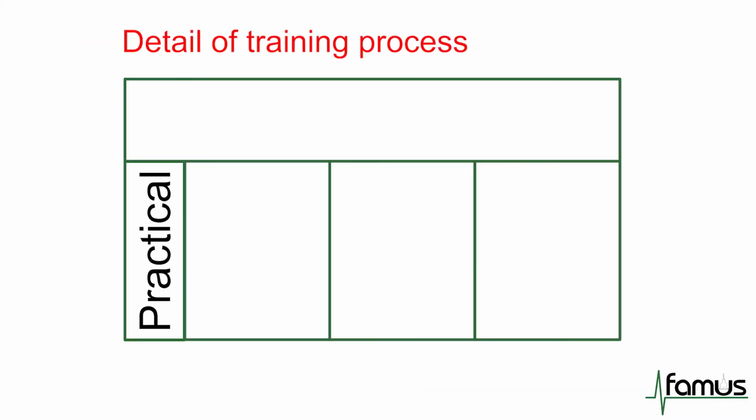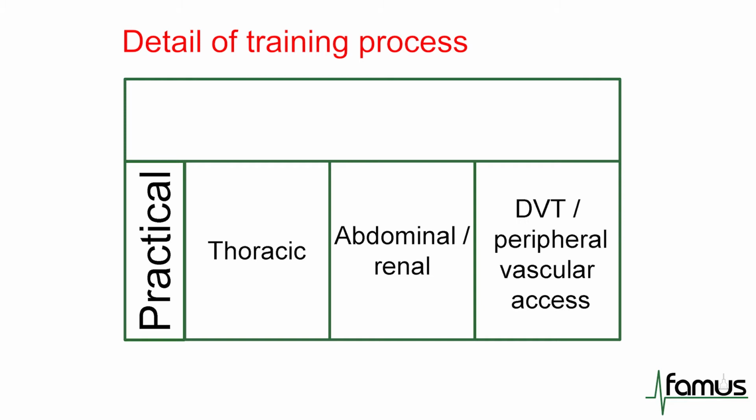So to start off with the training process, we've split FAMUS into 3 practical modules, and they are the thoracic module, the abdominal renal module, and DVT and peripheral vascular access. Overarching all of that is the theory behind what you're going to learn, and that is what we'll focus on first.